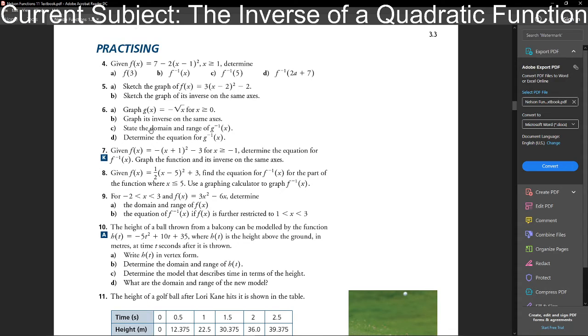So we graphed its inverse. State the domain and range of the inverse. So, okay, yeah, we just did that. So x has to be greater than or equal to 0, and y any real number. F inverse of x, x to the power 2, x needs to be greater or equal to 0. Yep.